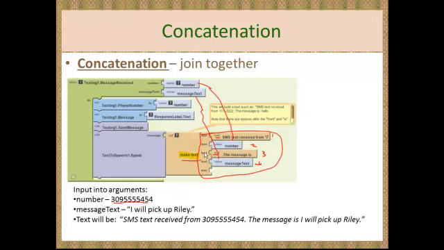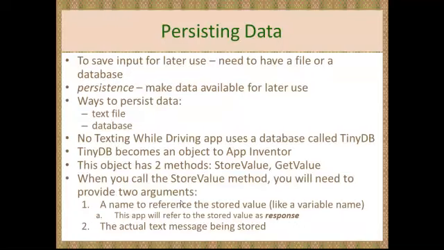Okay, so what's happening is you're going to have a text-to-speech object, and there's a speak method, and what it's going to speak is one thing. That's the joining of these 4. So it's going to speak SMS text received from 309-555-5454. The message is, I will pick up Riley. That is concatenation.